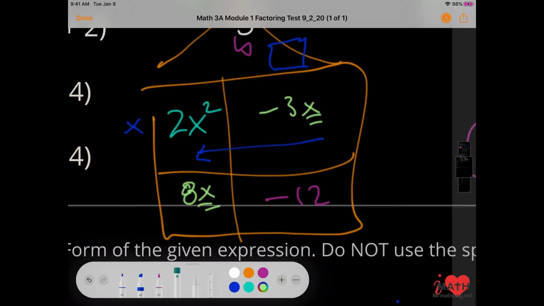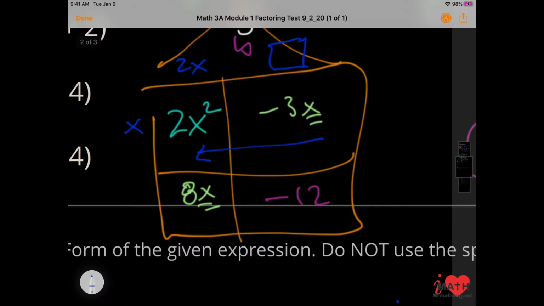So over here, I'm going to have a 2x, right? 2x times x gives me the 2x squared. You can take out the greatest common factor going this direction. That would be a negative 3, right? And you can check. Negative 3 times x gives me a negative 3x.